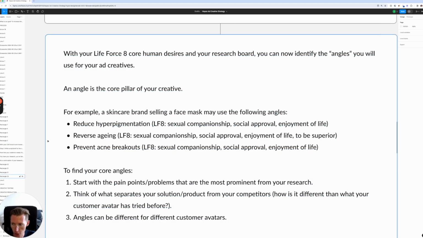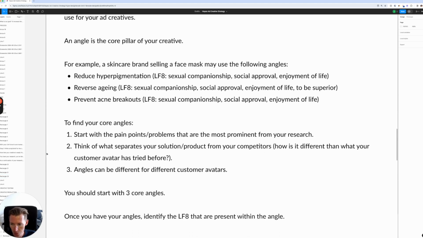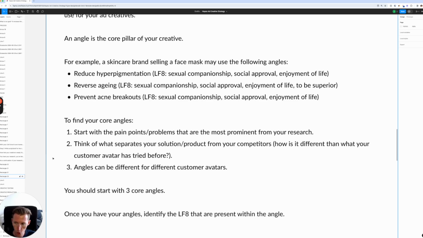Another angle that they could use is reversing aging, and this is again appealing to a different audience segment, and the life force 8 is very similar, right, to reducing hyperpigmentation. Another one is preventing acne breakouts, and again, life force 8 very similar there. So as you can see, there's different overarching themes that you would then use and go deep on with your ad creatives.